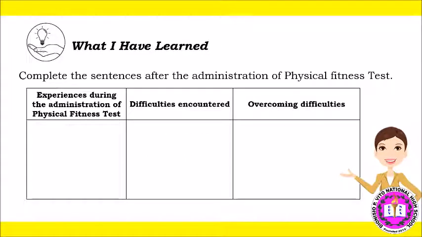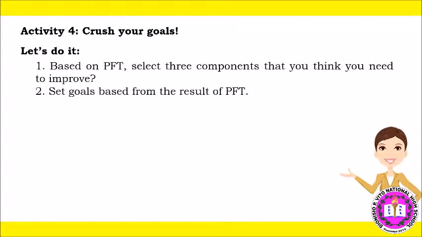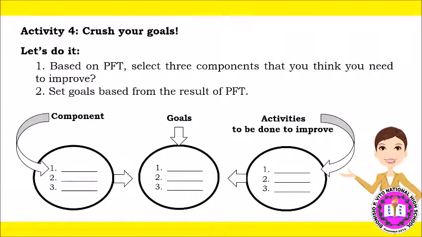What I have learned. Complete the sentences after the administration of the physical fitness test. Experiences during the administration of the physical fitness test. Difficulties encountered. Overcoming difficulties. Let's move on to activity number 4, which is Crush Your Goals. First, based on the physical fitness tests, select 3 components that you think you need to improve. Second, set goals based on the results of the physical fitness tests.